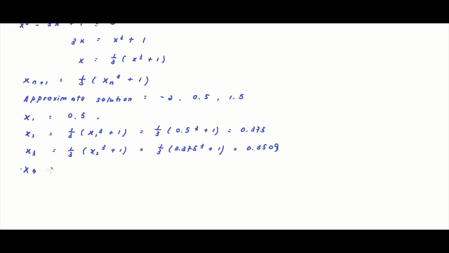Okay, so if you have understood how to actually do this, then you can straight away just substitute 1 over 3, 0.3509 cube, and then plus 1. So same thing, by using your calculator, you should get 0.3477. And we will continue to do this. So x5. Alright, then you substitute your next number.